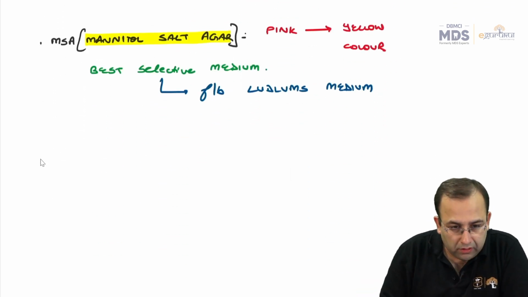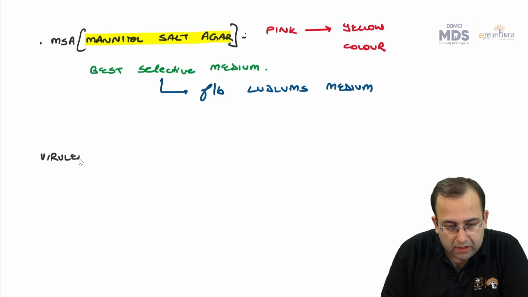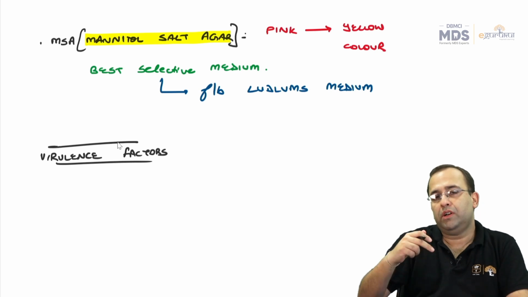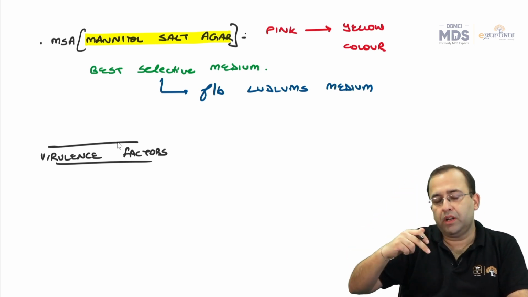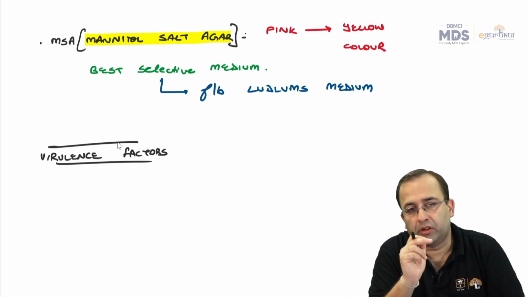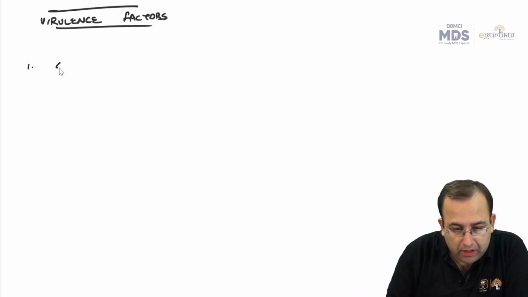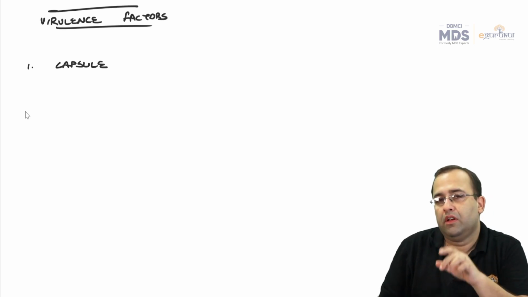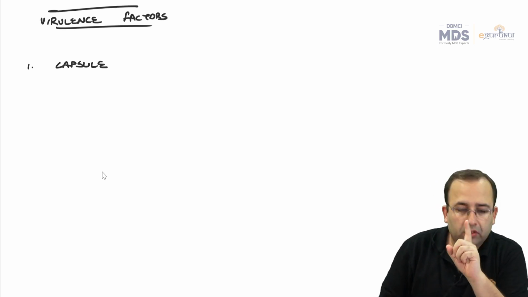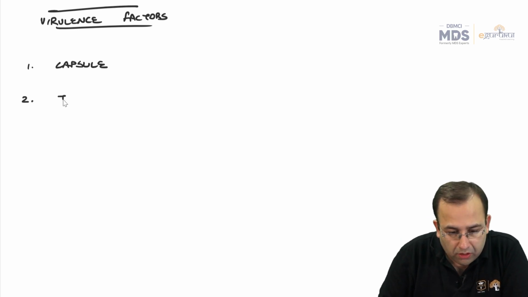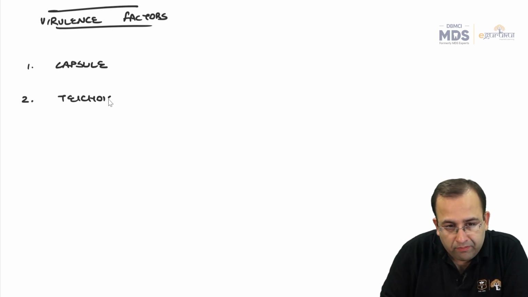Next point. This gets us to the virulence factors associated with Staph aureus. What increases the infectivity? What increases the virulence of Staph aureus? Staph is a capsulated organism. It has a capsule. Capsule inhibits phagocytosis. You know that. Next, it is associated with the presence of teichoic acid.